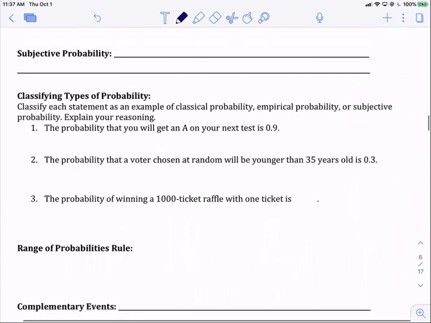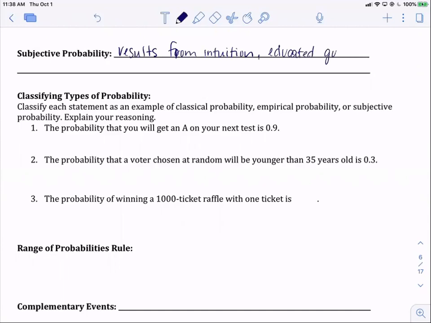Okay, subjective probability. It's subjective. So these results come from intuition, educated guesses, or estimates. This is the weatherman. There's a 50% chance it's going to rain today. It's a guess. There's no way to surely know.